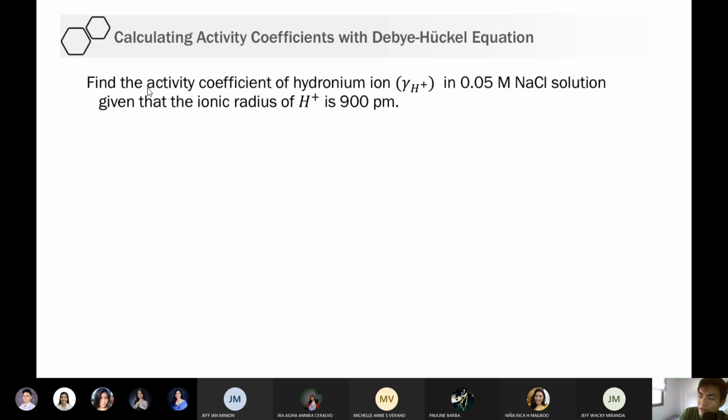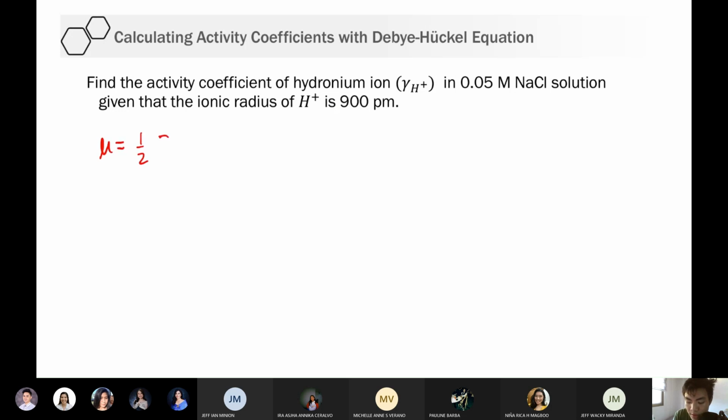Let's try to work on this problem now so that we can appreciate the Debye-Hückel equation. Let's find the activity coefficient of hydronium ion H plus in 0.05 molar sodium chloride solution, given that the ionic radius of H plus is 900 picometers. Before you start using the Debye-Hückel equation or the limiting law, you first solve for the ionic strength. That's the typical first step. So you solve for mu first.